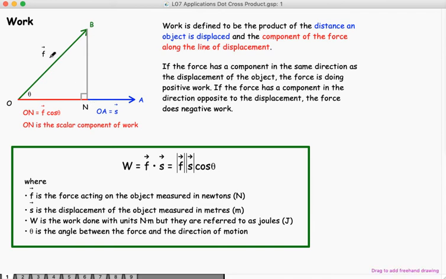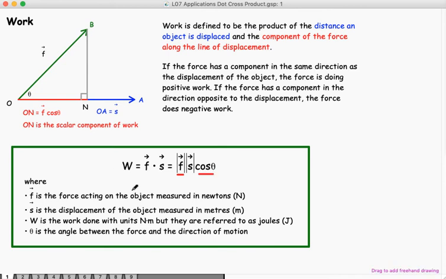Now, of course, ON is going to be the magnitude of F times the cos of theta, so altogether we're going to get this formula here. So work is actually a dot product. I'm not sure if that's mentioned when you take physics, but work is actually a dot product. The magnitude of this force in the direction of S, which is the line of displacement, would be this times this.